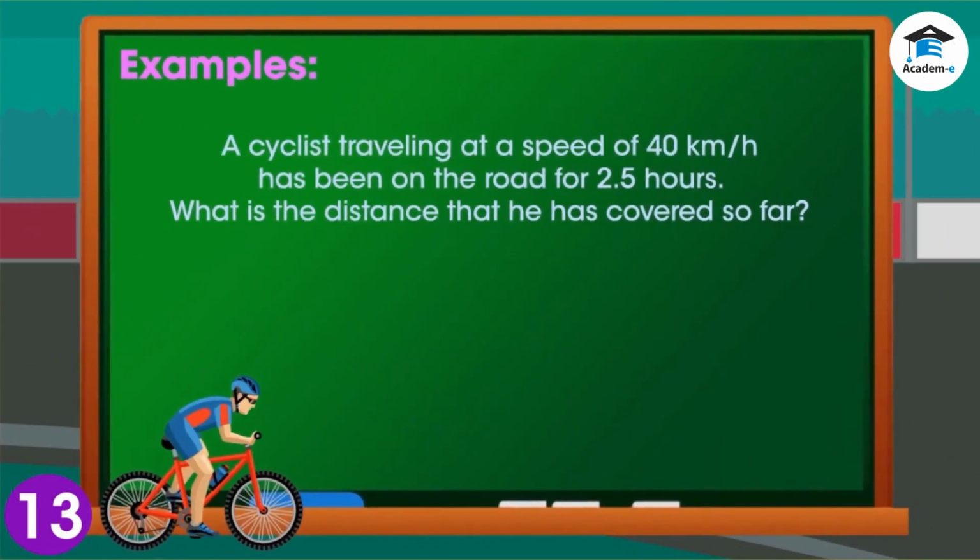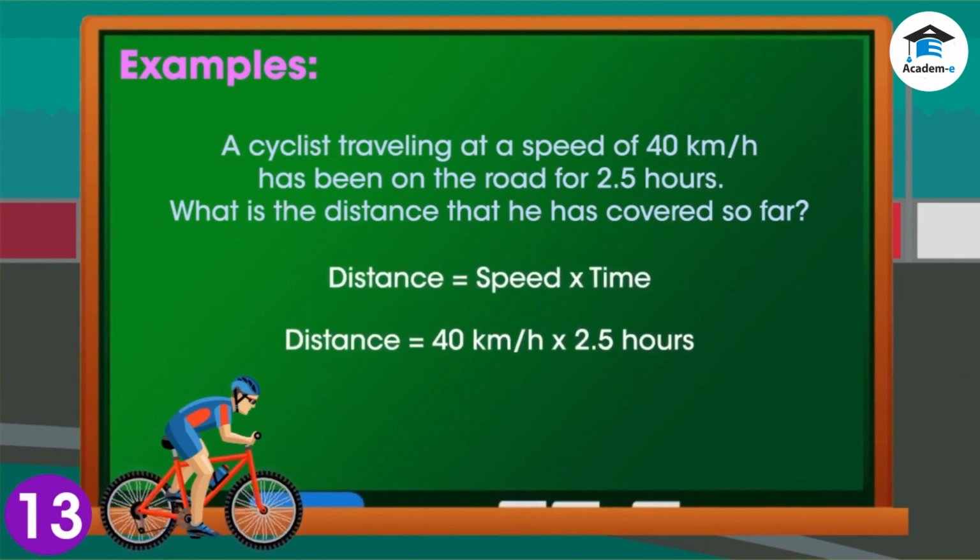A cyclist traveling at a speed of 40 kilometers per hour has been on the road for 2.5 hours. What is the distance that he has covered so far? The solution is given by distance equals speed times time. The answer is 100 kilometers.